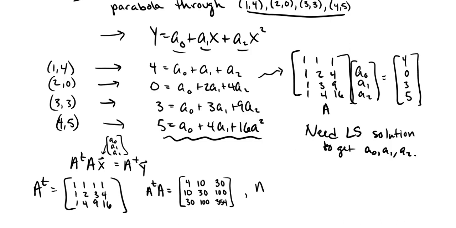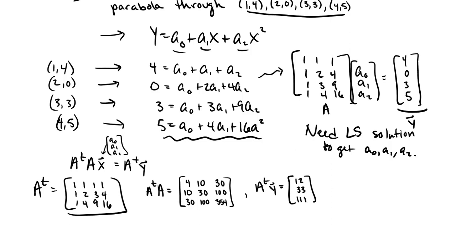I also need to compute A transpose y, right? So what do I get when I do that? When I do this very carefully, A transpose times our y vector here. Let's see. When I do that, I get 12, 33, 111.